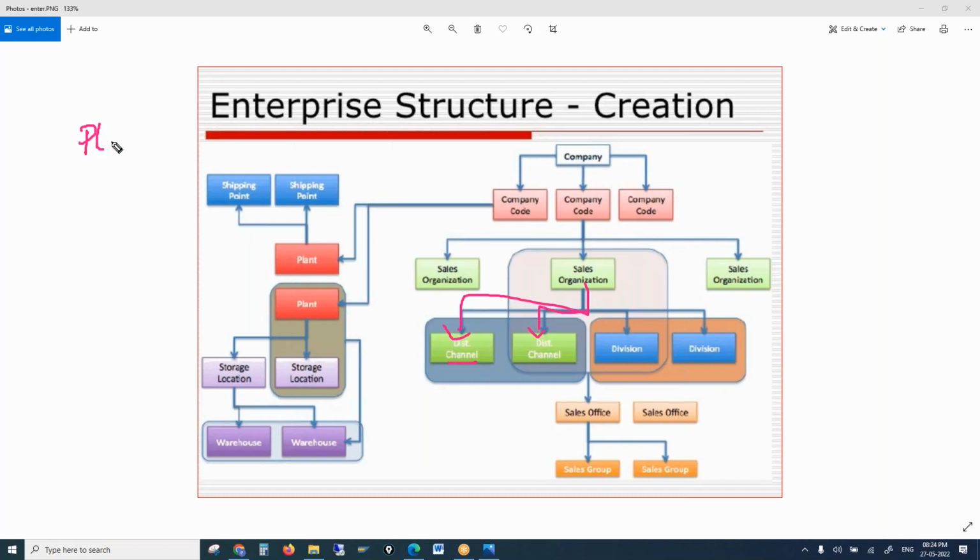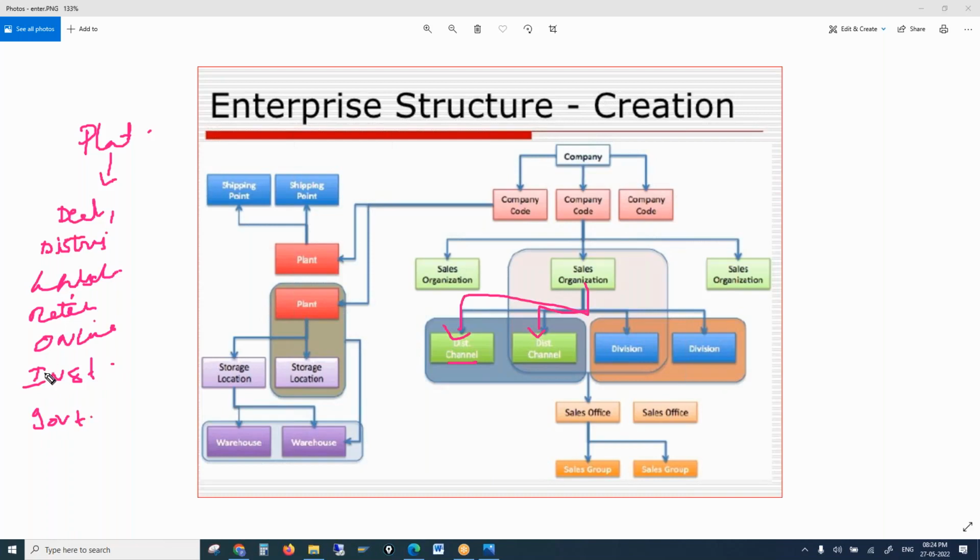So plant, then you have maybe the distribution channels can be dealers, distributors, wholesalers, retailers, online, institutional, government. So like this, we can have various distribution channels possible.